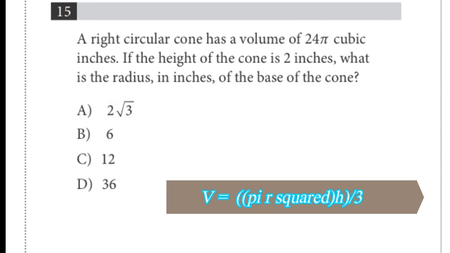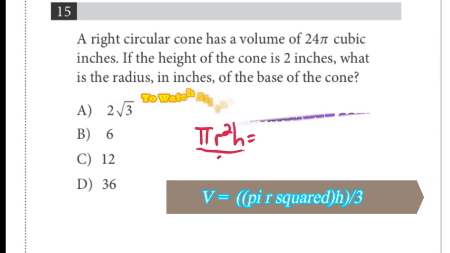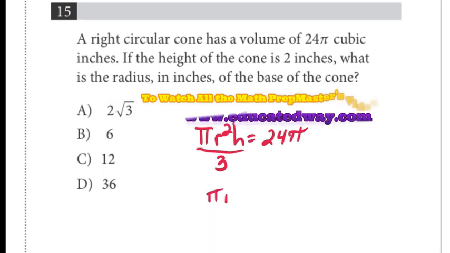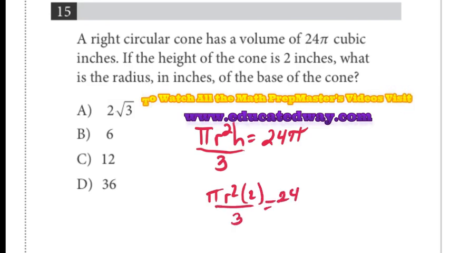So let's fill in our given information and work backwards to find the radius for this question. So we have pi r squared h over 3 equals 24 pi. And we're given the height, so it's really pi r squared times the height, which is 2, over 3 equals 24 pi. And now we just have to solve for r.